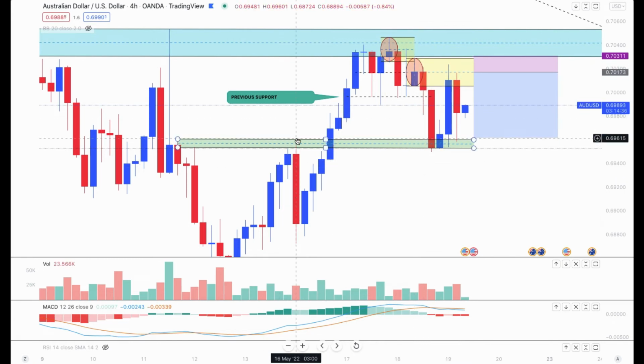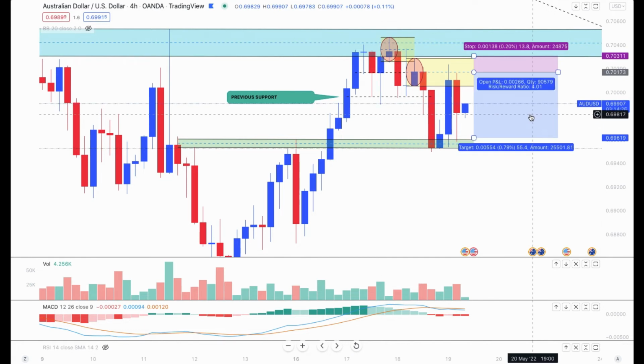Previous price structure. What do we do? We look left, look for previous resistances, flipped supports, areas of interest. Make sure there is enough space for us to get at least a 1 to 4 RR on the trade, right? And this one happened beautifully. We got that very, very nicely.